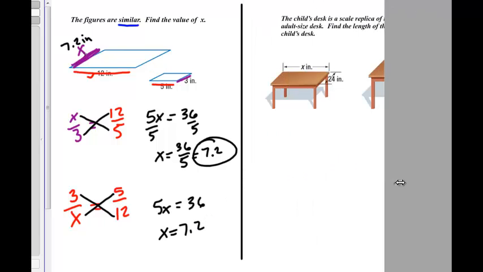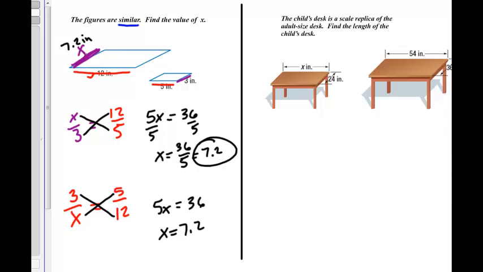Let's take a look at this table example. So we have a child's desk, which is a scale replica, and I'm going to circle that. That's important to know. It's a scale replica of the adult-sized desk. That means everything stayed in proportion. That right there means they're similar. So if this child's desk is x inches long here, what does that match up to? That'll be our 54 inches.